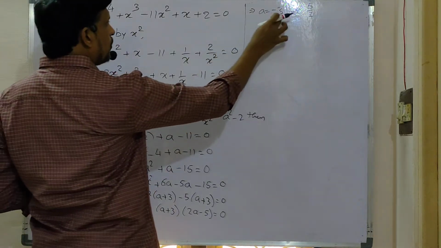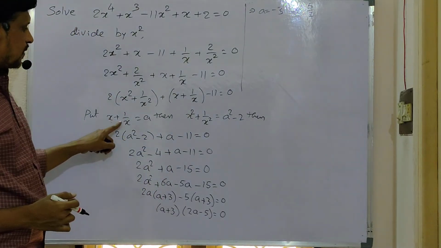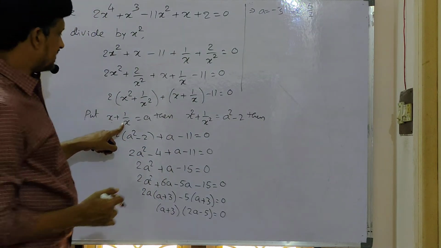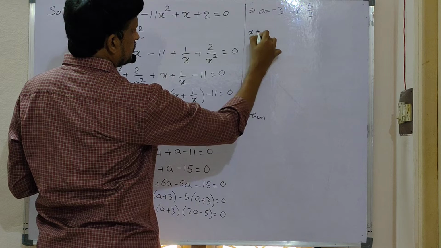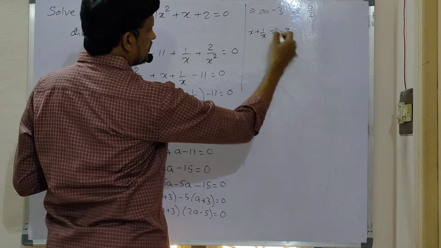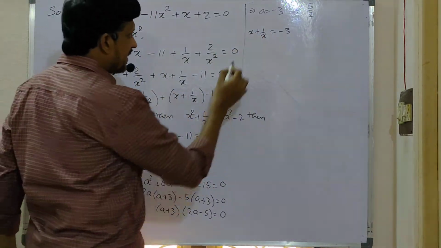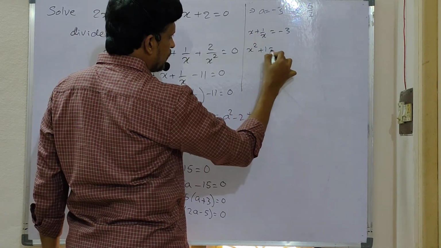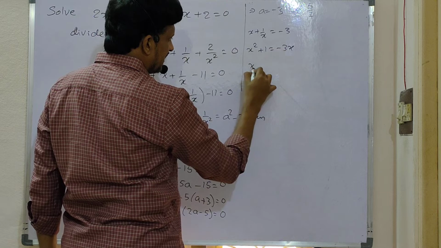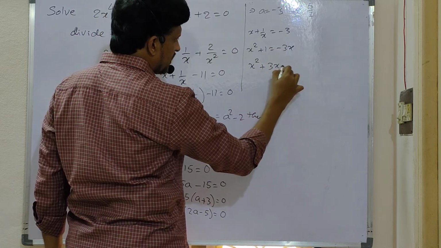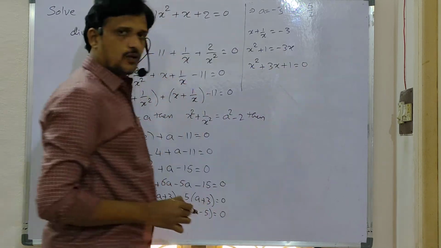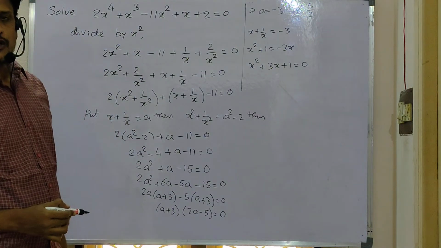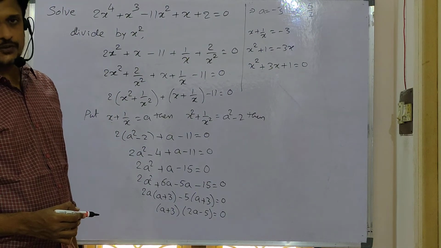Means if a is equal to minus 3, the value of x plus 1 by x is equal to minus 3. So take the LCM and apply cross multiplication, then x square plus 1 is equal to minus 3x gives x square plus 3x plus 1 equal to 0, which is a quadratic equation in x. Solution gives the required two values.